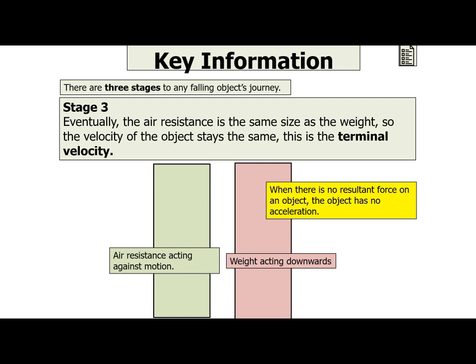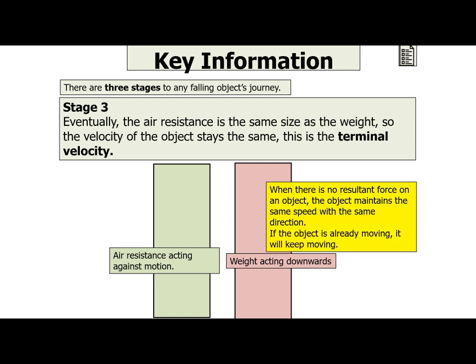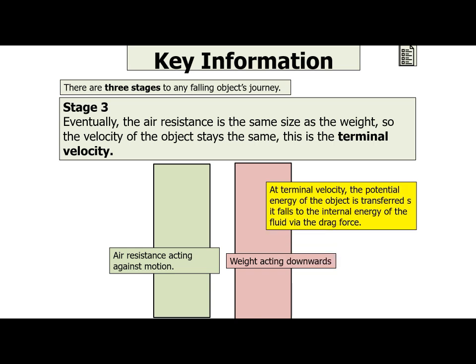When there is no resultant force on an object, the object has no acceleration. The object maintains the same speed in the same direction. So if the object is already moving, it will keep moving. The object maintains a constant velocity. The object has inertia. At terminal velocity, the potential energy of an object is transferred as it falls to the internal energy of the fluid via the drag force.